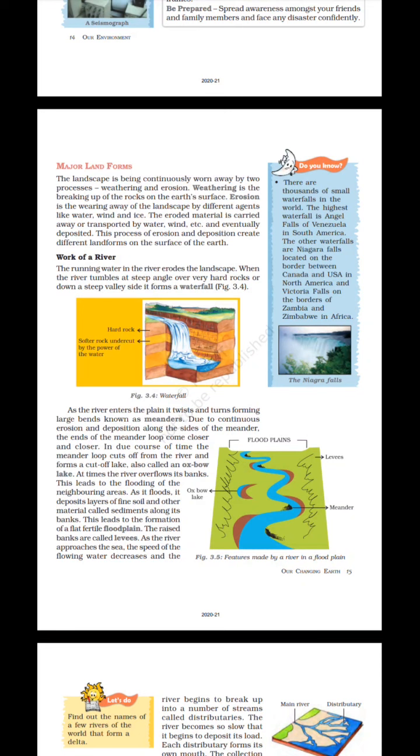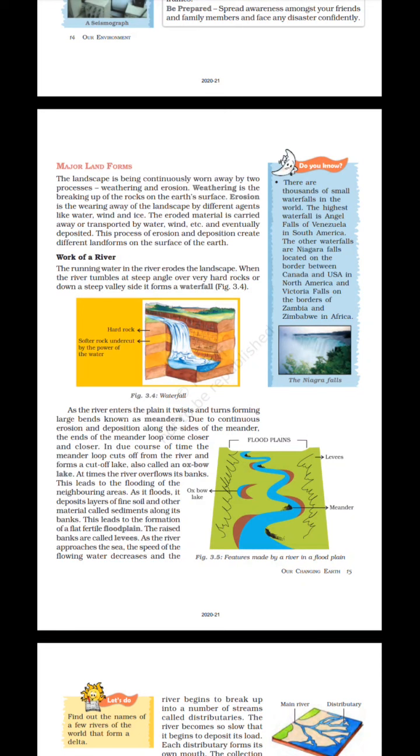Work of a river. The running water in the river erodes the landscape. When the river tumbles at a steep angle over very hard rocks or down a steep valley side, it forms a waterfall. Take a look at figure 3.4. Waterfall. Hard rock, softer rock undercut by the power of the water.